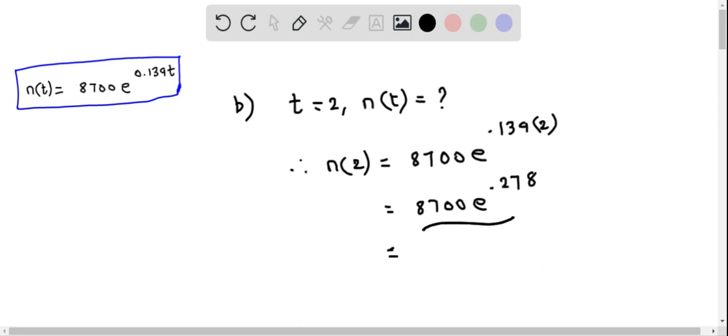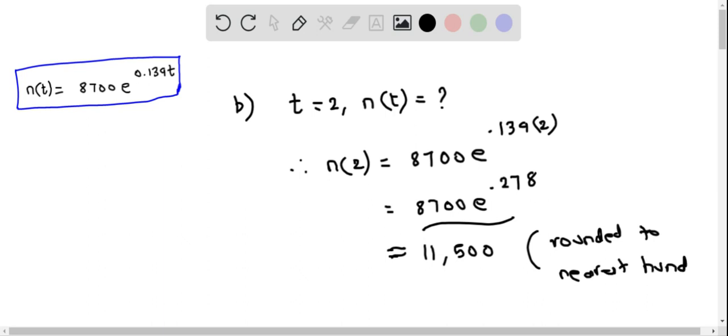And when we do that, we approximately get 11,500. And this value is rounded to the nearest 100. So we see that after 2 hours, there are about 11,500 bacteria. And this answers part B question.